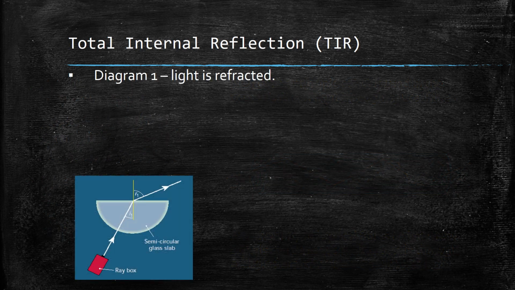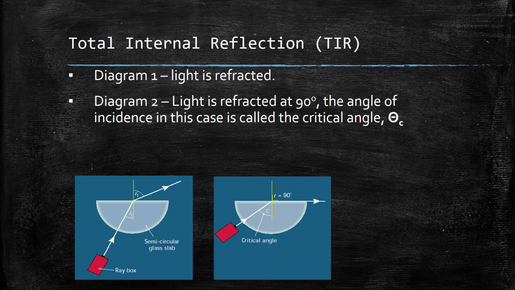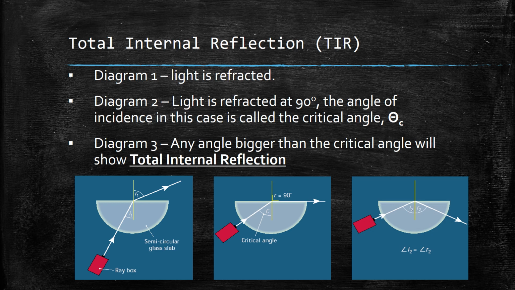In diagram 1 here, we can see that the incident ray is at an angle which is less than the critical angle, and so light is refracted out of this semicircular block. In diagram 2, the light is entering the block at the critical angle, and so light is refracted out at 90 degrees to the normal, or along the surface of the block. In diagram 3, the angle is greater than the critical angle, and so total internal reflection occurs.